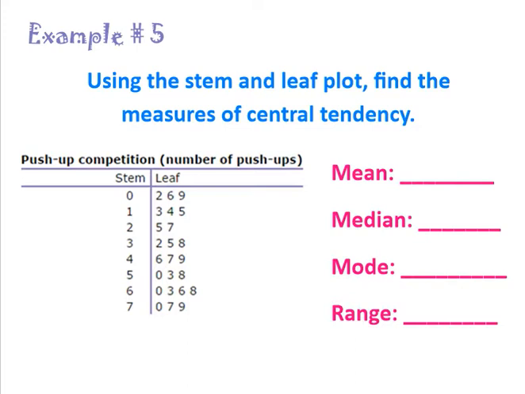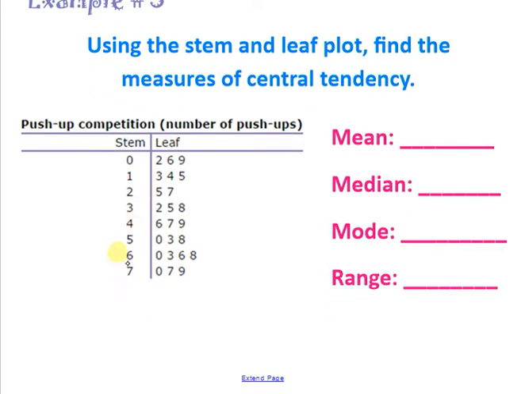All right, example 5. This will be the last one. So again, we have a stem and leaf chart. This is a push-up competition. So let's go ahead and find the mean, median, mode, and range. Start with the range. We're going to go down to the largest stem, 7, and the largest leaf, 9. So 79 minus the smallest stem, which is 0, and smallest leaf, which is 2. So 79 minus 2. Our range is 77.